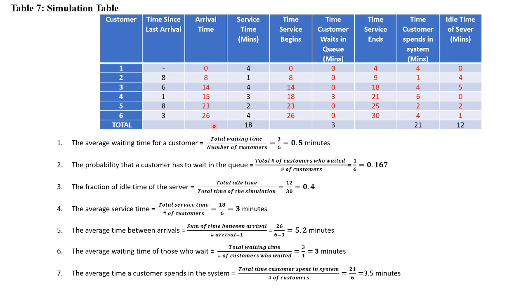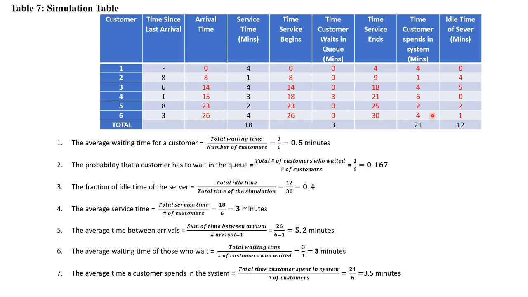So we have the time service starts to be 26. The arrival time is the time that service begins for customer 6. Customer 6 did not wait in the system, so we have 0 waiting time. Then the time service ends is going to be 26 plus 4, which is 30. Then the time the customer spends in the system is going to be 4. So customer 6 spends only 4 minutes. That is the time taken to serve.